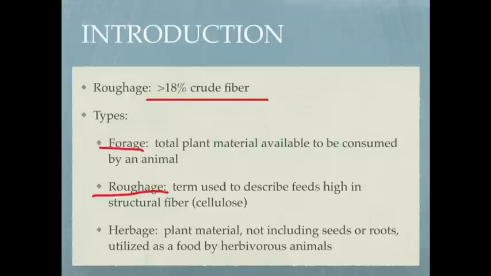The last term that we need to know is herbage, and that's basically referring to the green plant material that doesn't include the seed or the roots that's being used as a food by herbivores. Pasture is a great example. Young green growing grasses that haven't seeded out is an example of herbage. If you get into a lot of grazing management, you'll talk about herbage mass and those types of things, meaning the pasture product.